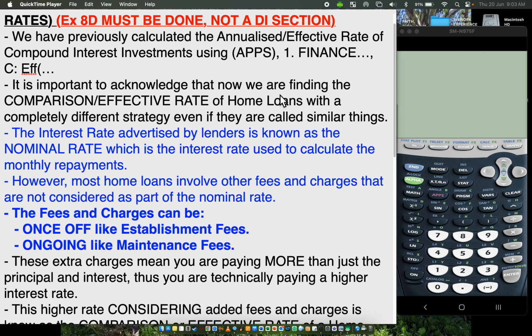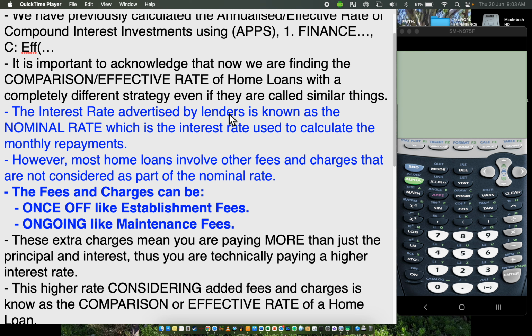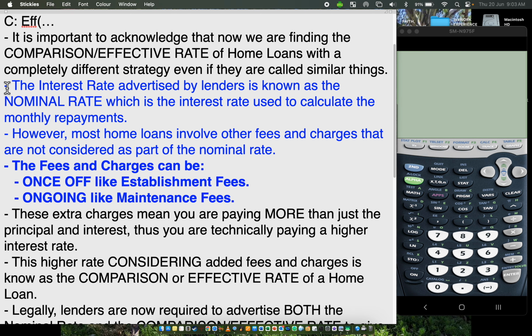The effective rate of home loans is a completely different situation. It's important to acknowledge that now we are finding the comparison effective rate of home loans with a completely different strategy, even if they are called similar things. So the effective rate of an investment is not the same as the effective rate of a home loan. This first stuff in blue is applicable for the maths.